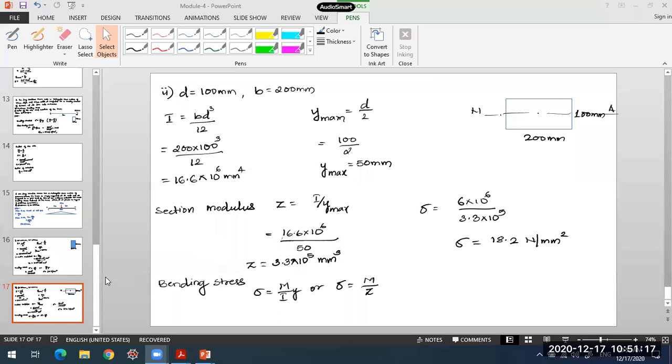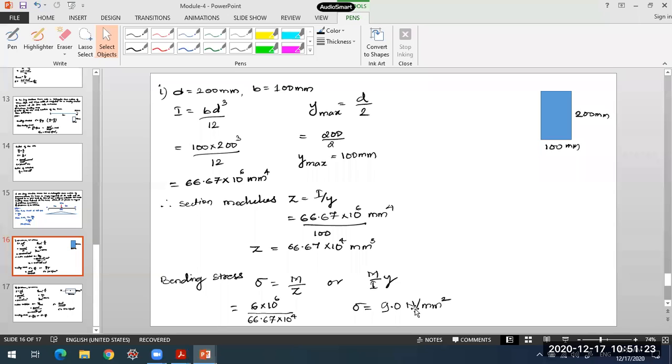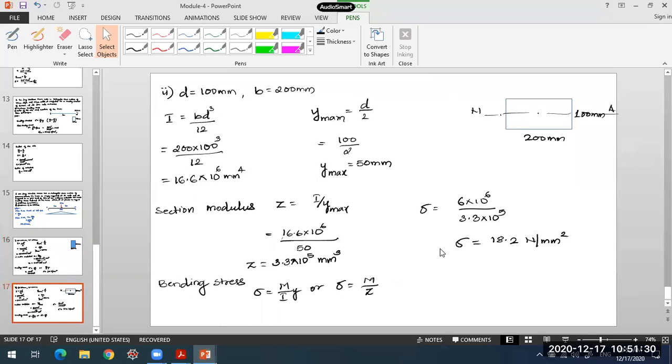So we have 9 Newton per mm square stress in the first case when the depth is 200 mm, and when the depth is 100 mm, the stresses increase to 18.2 Newton per mm square. So increasing the depth of the beam will reduce the maximum stresses in the beam. It is always preferred to have larger depth. Instead of increasing the width, we always try to go for increased depth of the beam. If you look at the buildings around you, you will find that the depth of the beams is always larger compared to the width. That will reduce the stresses and allow more load to be carried by the beam.